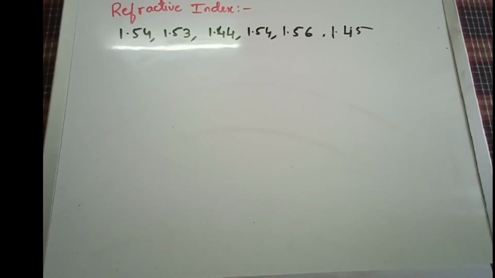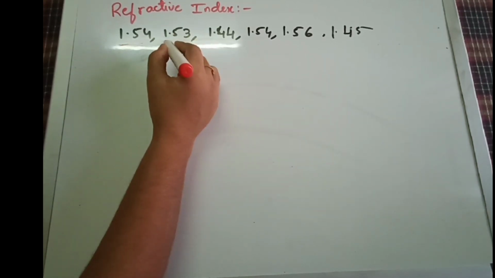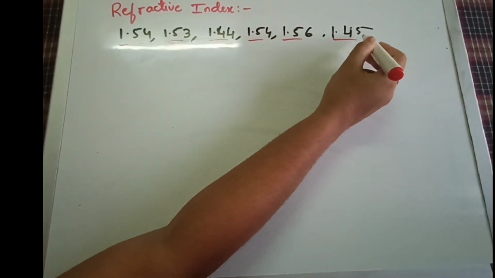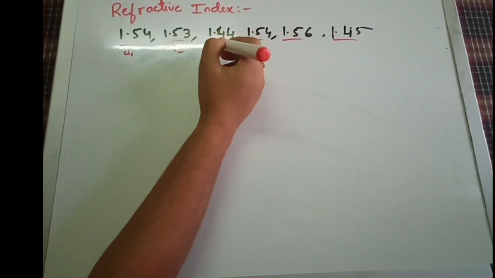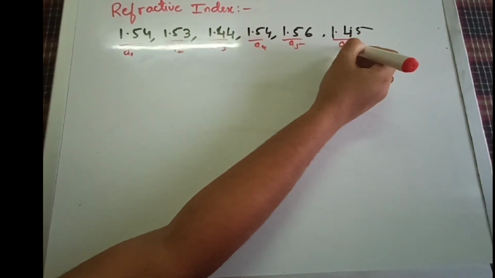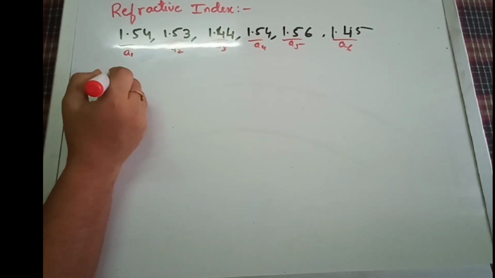Now till here, if you have faced any problem, it will be cleared by this example. Suppose the refractive index of some material, say glass, we have found out, and we got these 6 readings: 1.54, 1.53, 1.44, 1.54, 1.56 and 1.45. We will find all these terms that we discussed right now with these readings. So these become our A1, A2, A3, A4, A5 and A6 respectively. Try out this problem along with me.